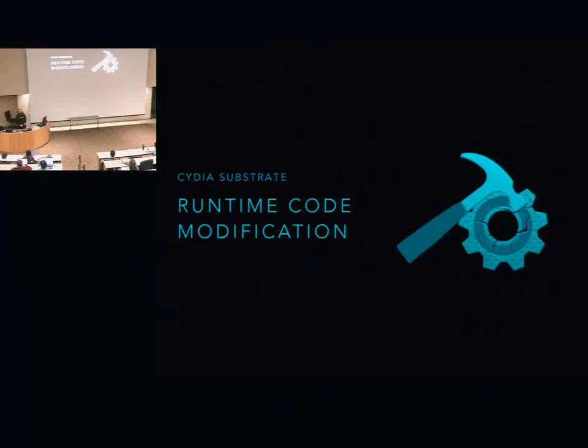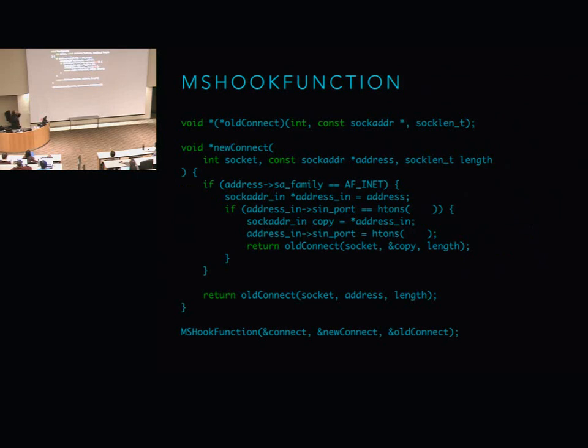So, how does this work? Here's some actual code. There's a function in the C library. If any of you have taken introductory networking, there's a function called connect. The connect function takes a socket address and a socket address length. We're going to modify it so that anytime somebody tries to connect to port 6667, they're going to connect to port 7001 instead.